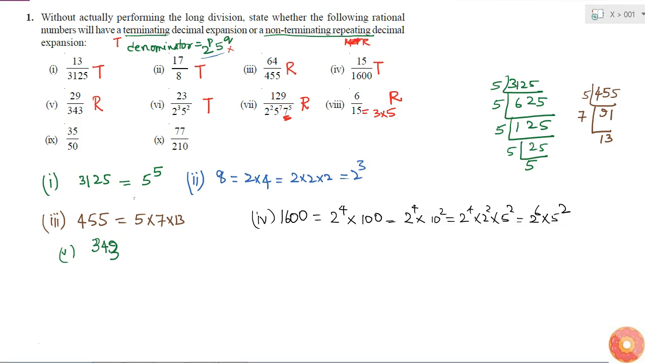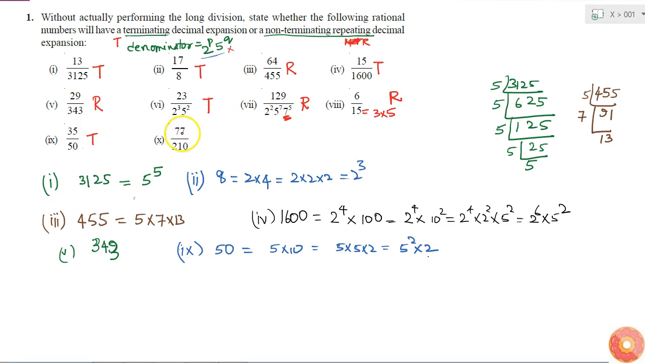The next one is the ninth one, which has the denominator 50. 50 is equal to 5 into 10, which is 5 into 5 into 2, which is 5 square into 2. This is of this form. Therefore, this has a terminating decimal expansion.